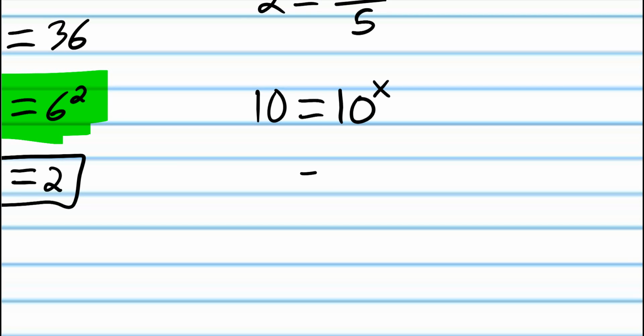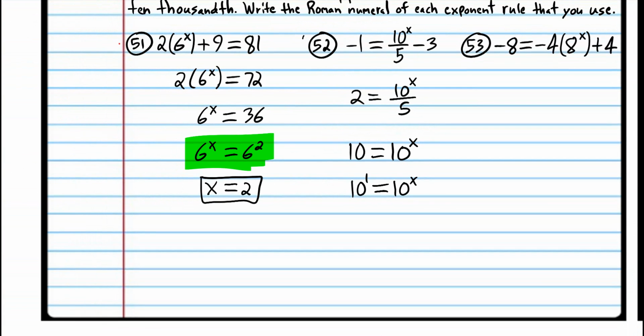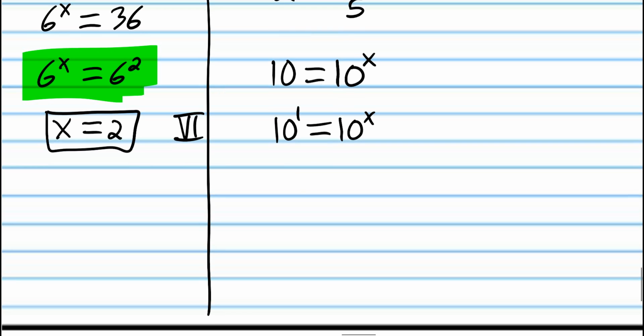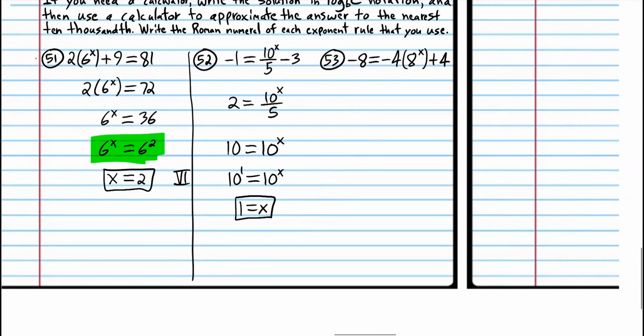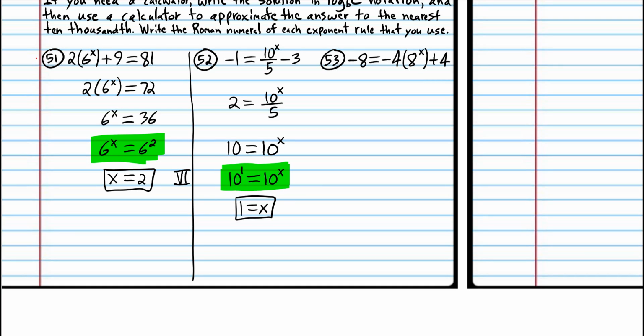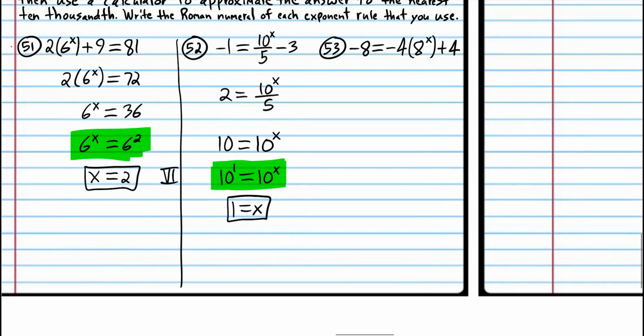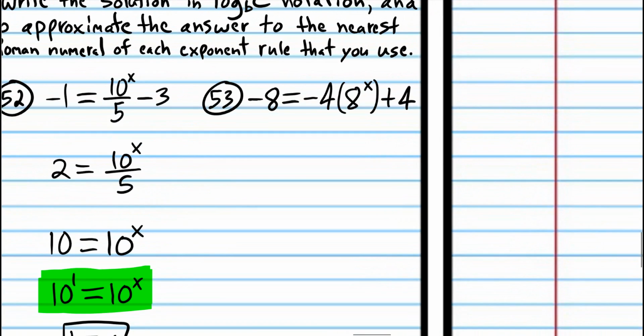So at this point, do we need a calculator? And of course, the answer is we don't, because we can use rule 6 to change 10 to 10 to the first power, and we see that x is equal to 1. So we did not need a calculator on that problem, and that was the critical step there. But in the next problem, we are going to need a calculator. So you're going to see what's going to happen here.